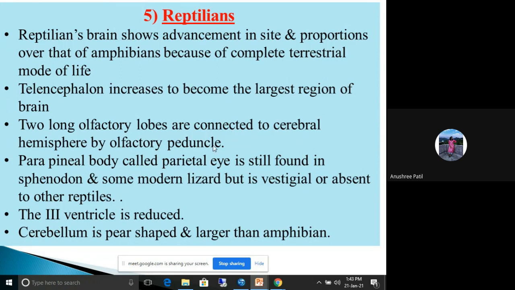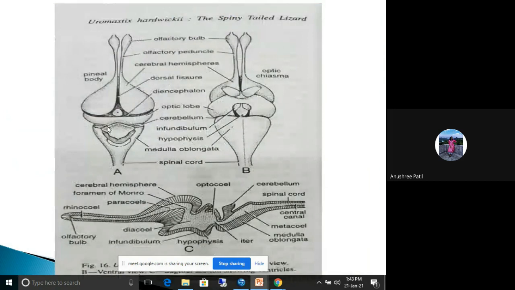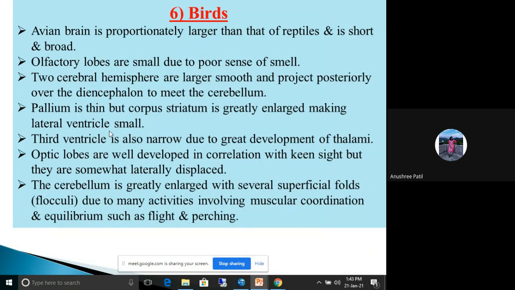The third ventricle or diocele is also reduced. The cerebellum is pear-shaped and larger than in the amphibian. This is the cerebellum, a triangular shaped cerebellum. It is also larger than in the amphibian, but it is not as advanced as in birds or mammals.